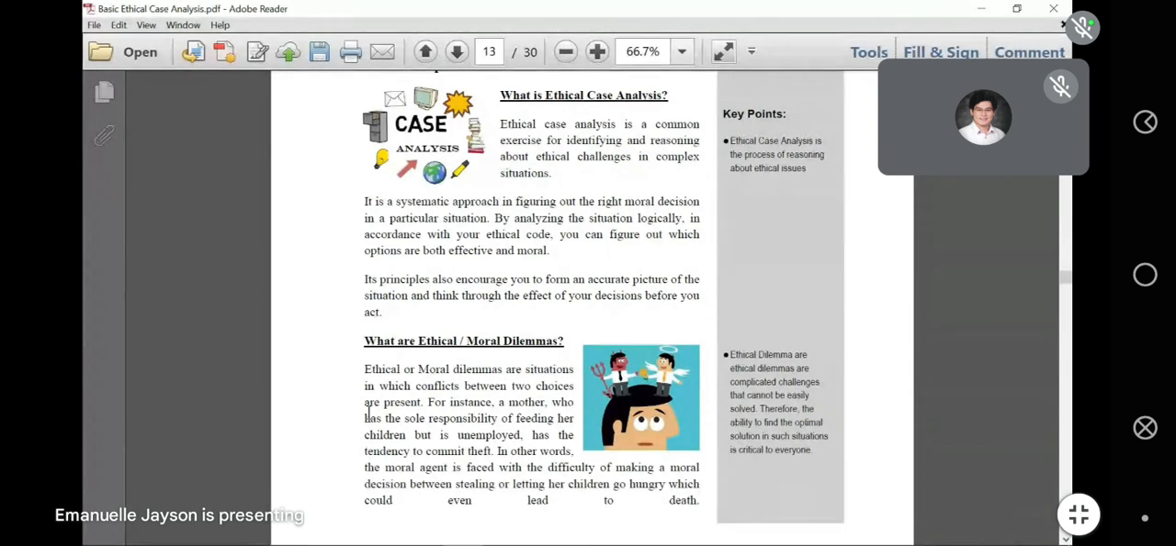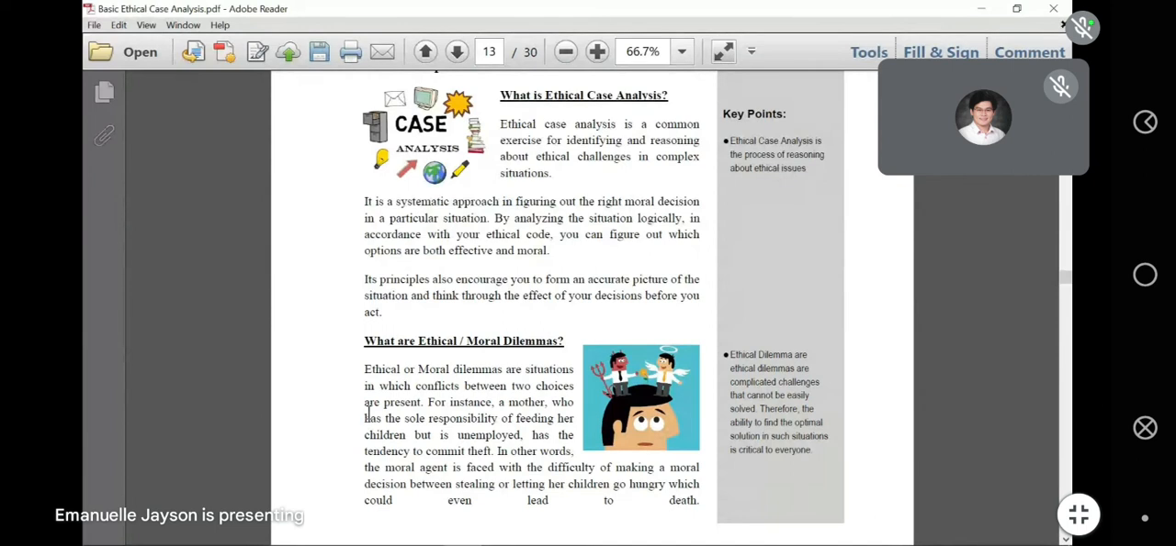Lalo kapag ikaw ay nasa harap ng isang, for example, pagkain, no? Put yourself in the situation of this mother who has the responsibility of feeding her children. Children, hindi lang isa. No? But is unemployed. Wala kang kinikita tapos merong bumalagta sa harap mo na pagkain. No? More often than not, may temptation na kumuha ng pagkain para mapakain mo yung anak mo. Let's start with that. No? Yung temptation. What matters would be your action on it.